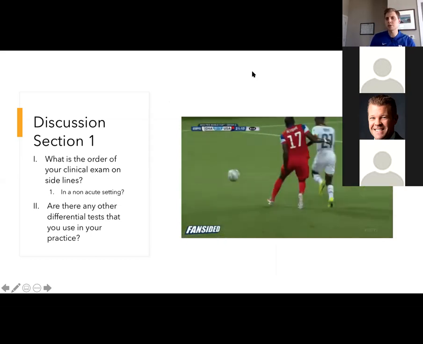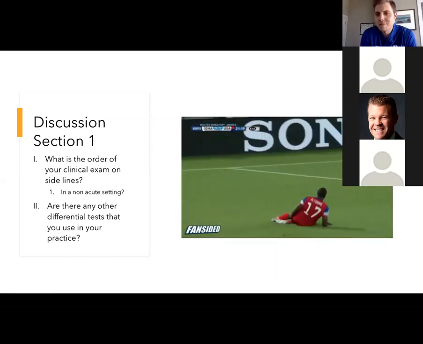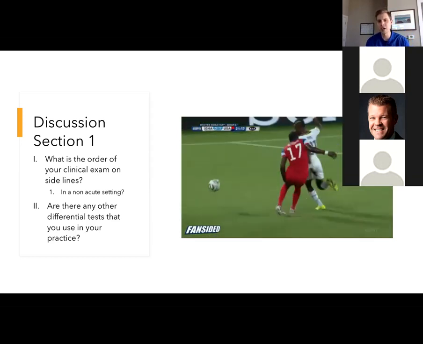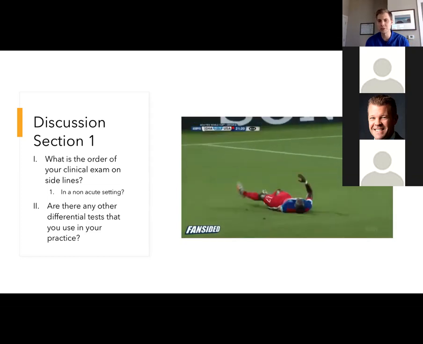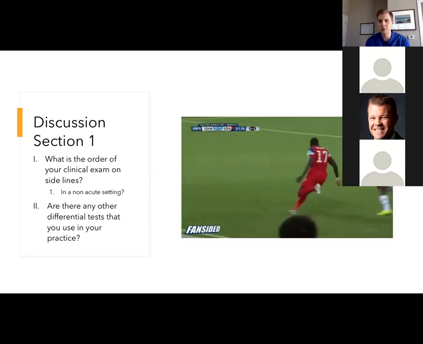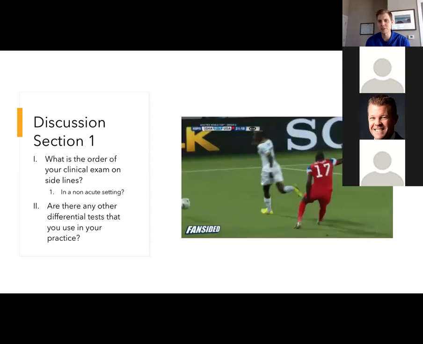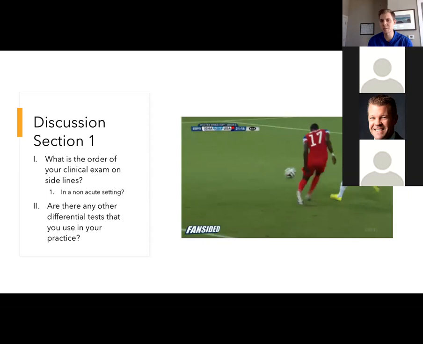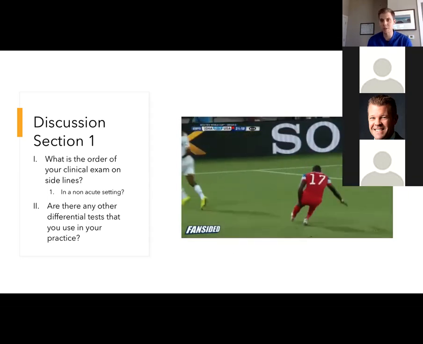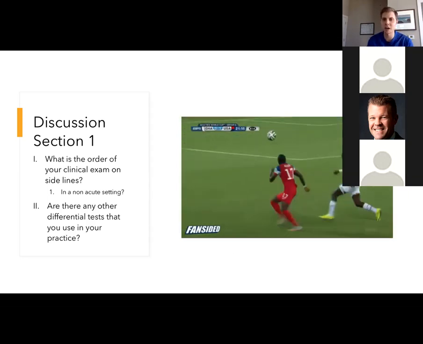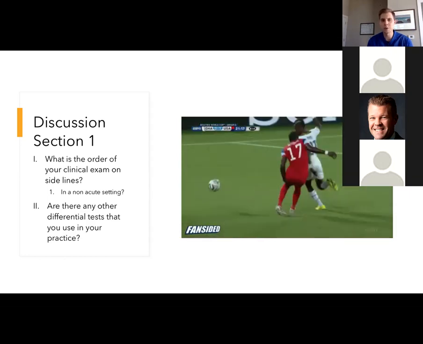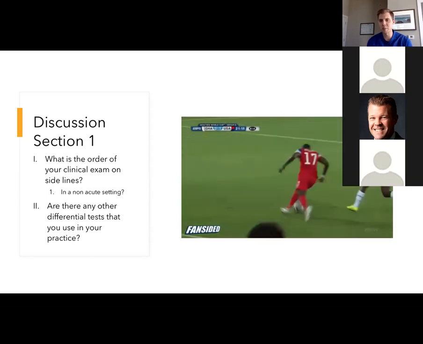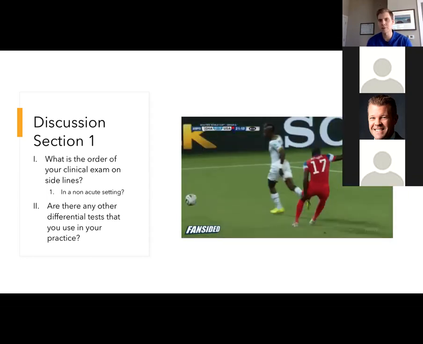So my question would be, and I specifically tried to find a video of an individual grabbing more of that glute area, so you'd have to perform some differential. And I don't know if he got up after this injury, was able to walk off, but let's say he did. He goes down, grabs his hamstring. He is a soccer player, so maybe he's being a little bit dramatic to try to get a foul or something like that. And he comes over to your sideline. What would the order of your clinical exam on the sidelines look like? Anybody can take that away right now.